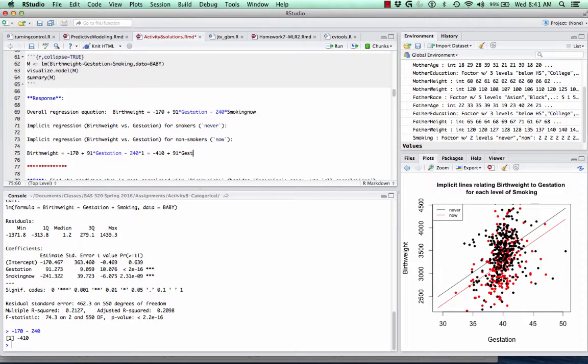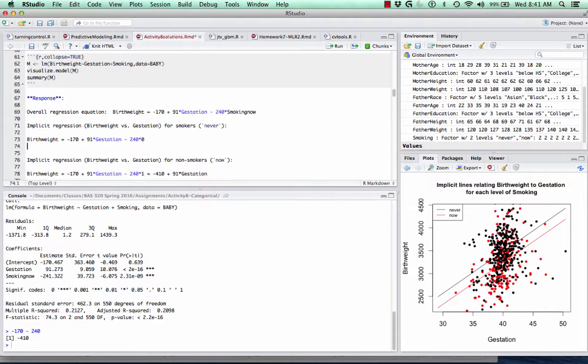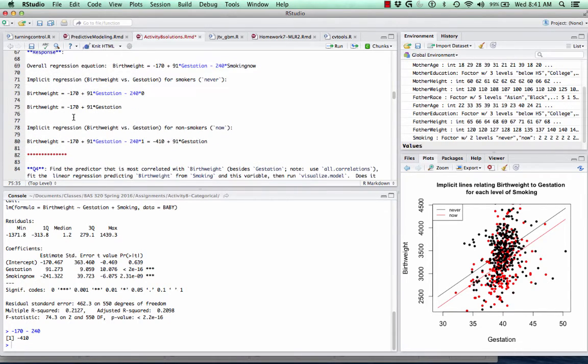Plus 91 times gestation. And for the implicit regression equation for the other group, well, that's the reference level, and so smoking now is going to be equal to 0 here. That's pretty easy to do. I can immediately simplify this as birth weight equals minus 170 plus 91 times gestation. So remember, when we throw in that categorical variable as a predictor, a separate regression line gets fit for each level. Those lines are going to be parallel, like what we see with the visualized model, but they're going to have different intercepts. The difference in intercepts is equal to the difference in the average value of y between the levels.